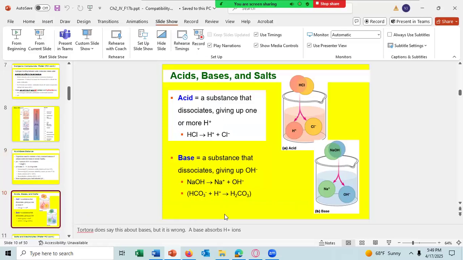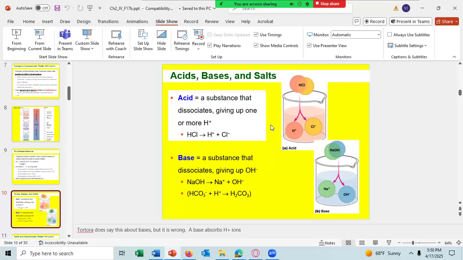All right, let's talk a little bit about acids, bases, and salts. An acid is a substance that dissociates, giving up one or more H plus ions in solution. Like HCl will dissolve in water, giving off H plus ions and Cl minus ions. And that will increase the H plus ions in solution, which is why we call HCl an acid. Any question about any of that?